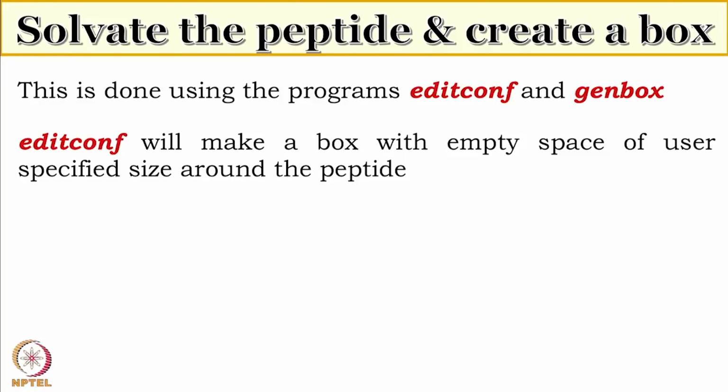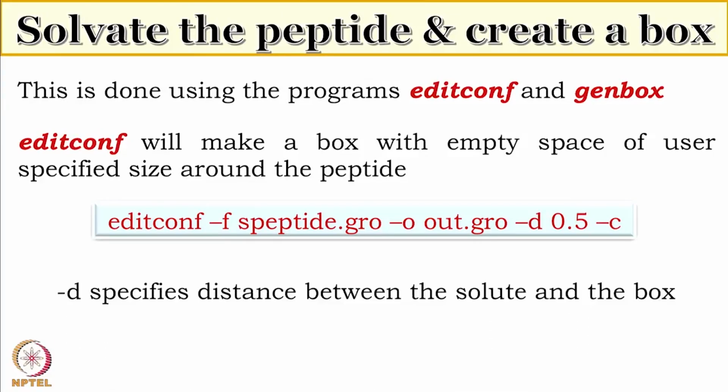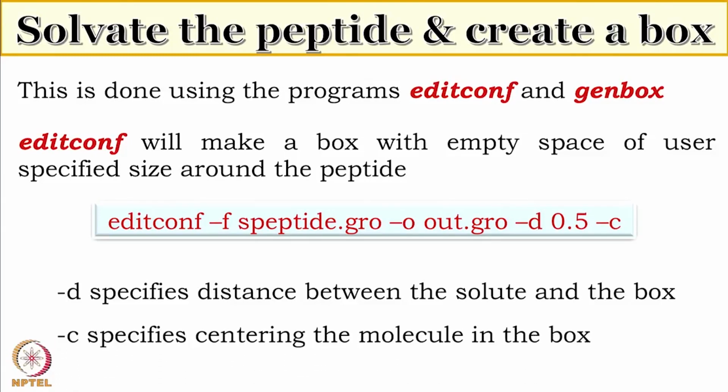So to generate a box around the peptide, we will type the command editconf space minus f s-peptide.gro, which is my Gromos structure file, minus o is the option for the output file, out.gro is my output file, minus d 0.5 space minus c. So what is minus d? Minus d is the distance between the solute and the box, and minus c specifies centering the solute molecule in the box. So by giving the option minus c, I am specifying that my peptide has to be in the center of the box.